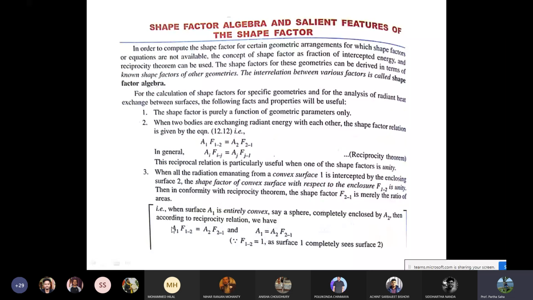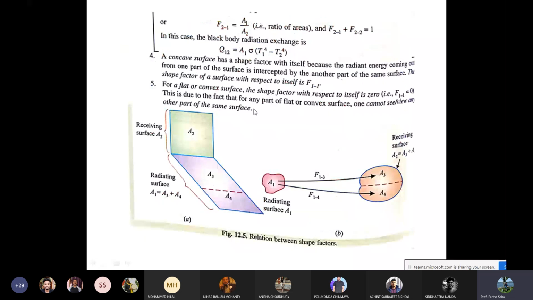So that's why F12 becomes 1, and then the relationship becomes A1 equals A2 F21, or A1 by A2 equals F21, right? F21 can be written simply as the ratio of areas. And also you remember that F21 and F22, that is, the shape factor of 2 upon 1 and 2 upon 2, add up to 1. And in this case, the black body radiation exchange is given by this formula.